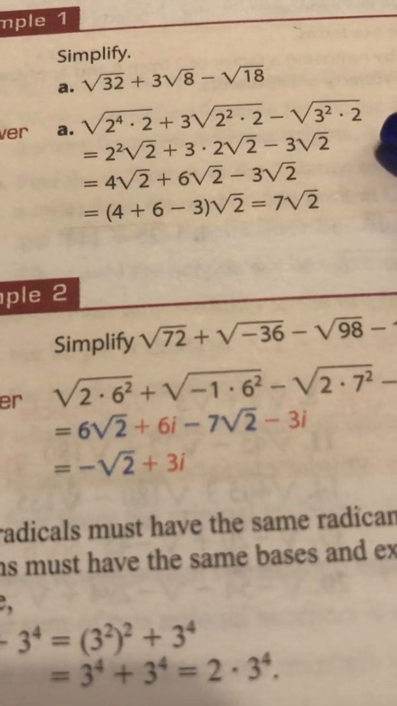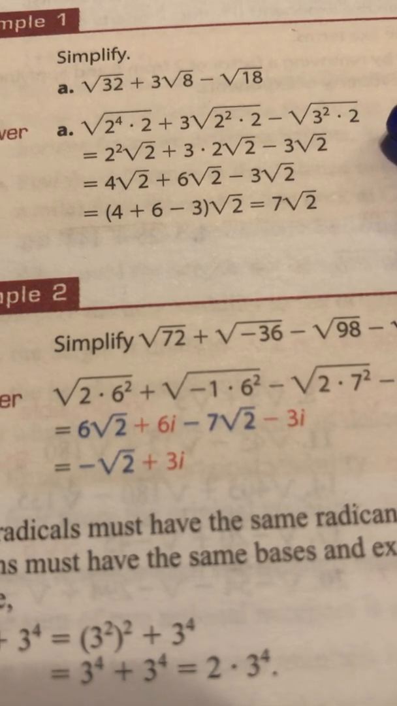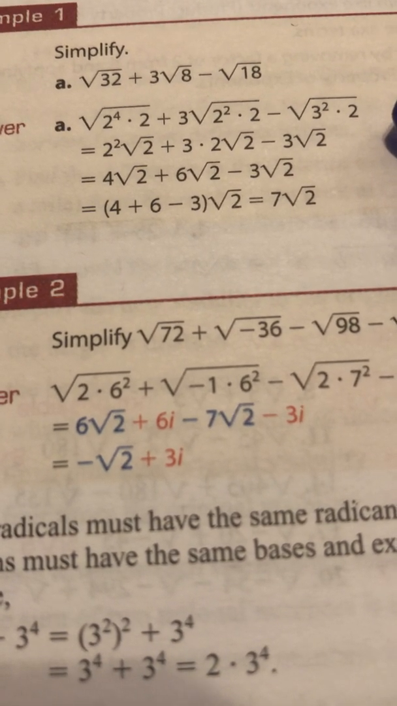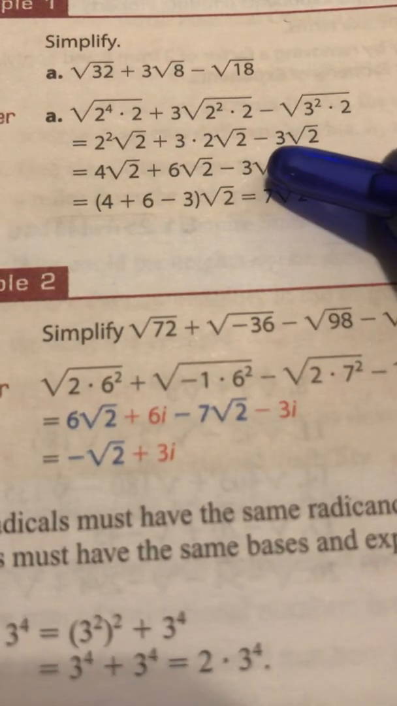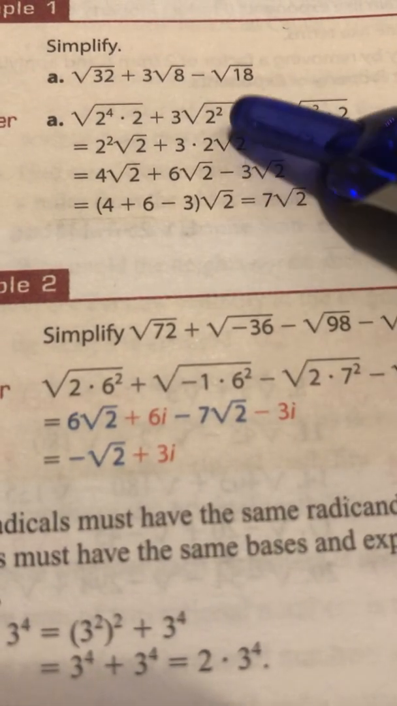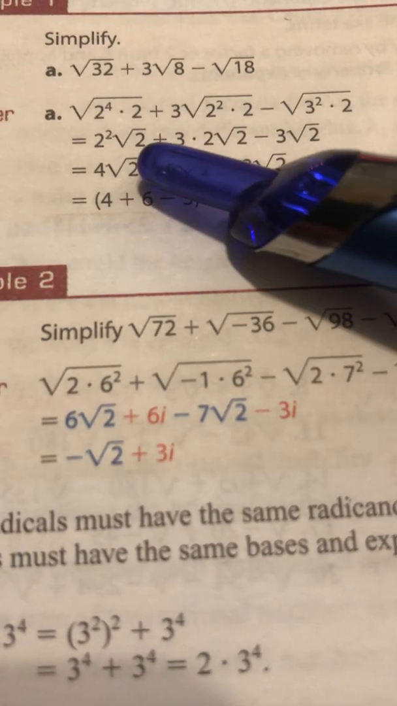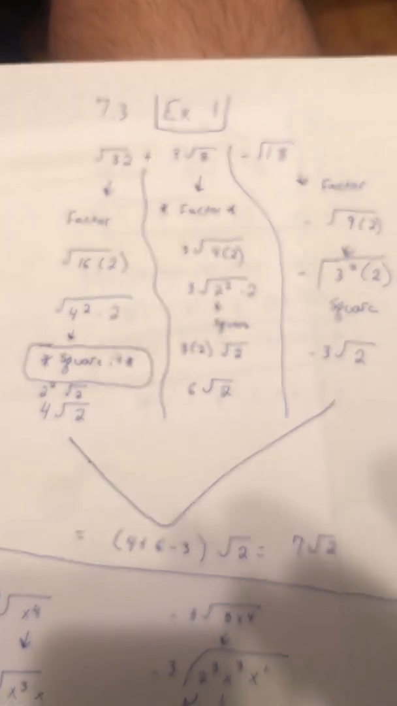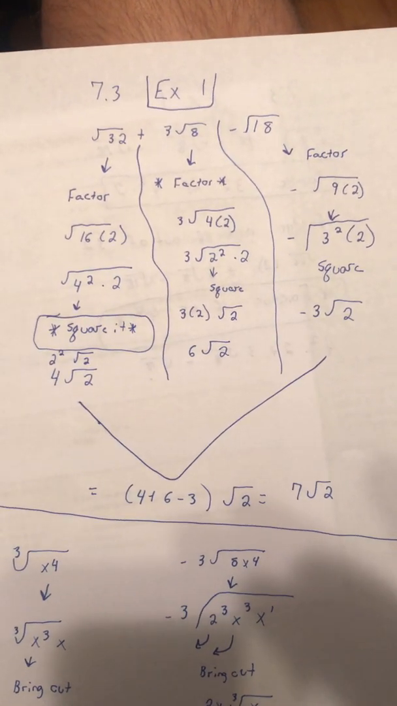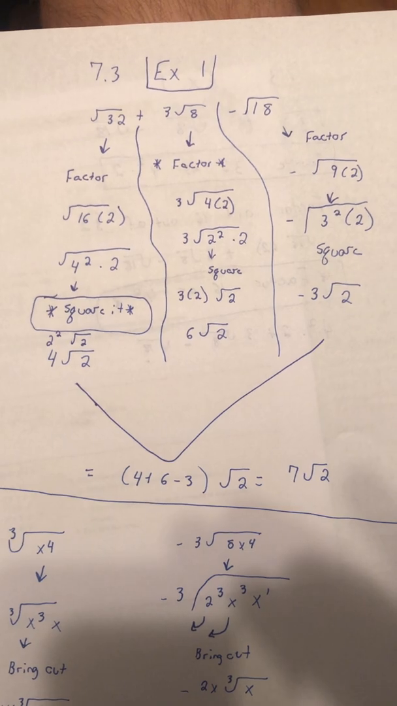We're given the square root of 32 plus 3 times the square root of 8 minus the square root of 18. You'll see all these different steps right here. As always, I feel like they skip a couple of steps, so guess what? I have worked every step out for you. Let me zoom in here. You can freeze frame it if you need to see what I did.